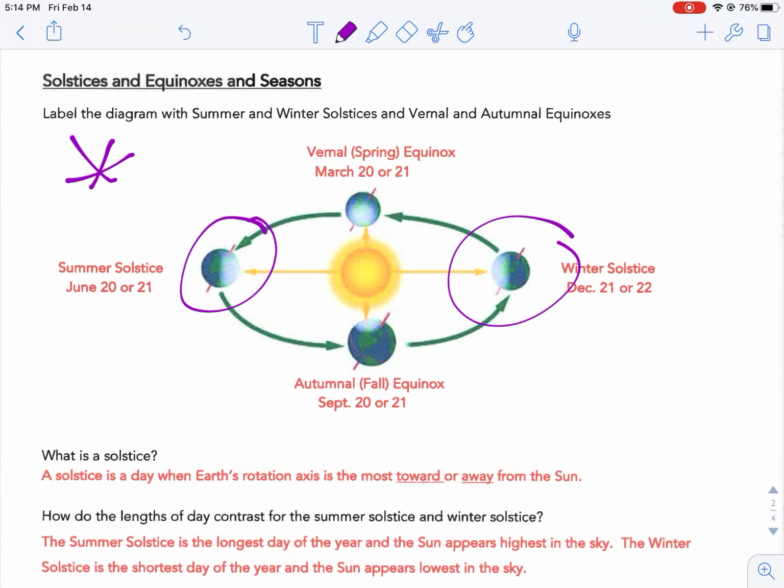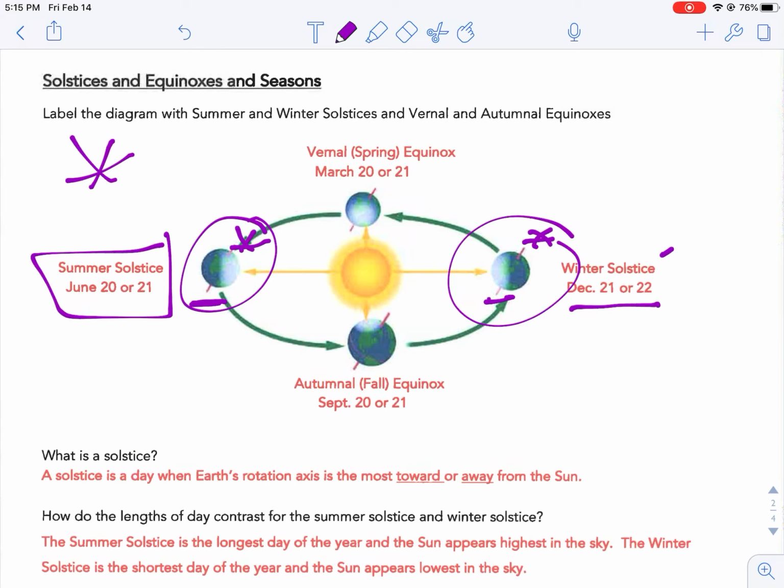So we need to look. This is tilted toward the sun, so that is going to be our summer solstice. We know in the northern hemisphere, when the northern hemisphere is tilted toward the sun, then that is summer. Look at this one over here. This is tilted away, so that is going to be winter. It's tilted away from the sun. This one is tilted toward the sun. So the summer solstice is going to be that one day.